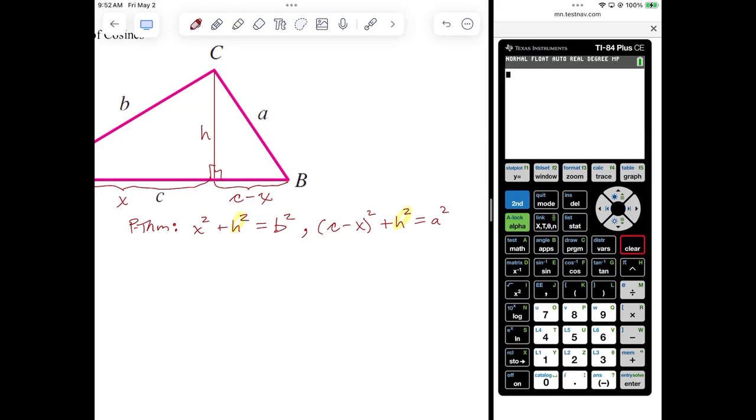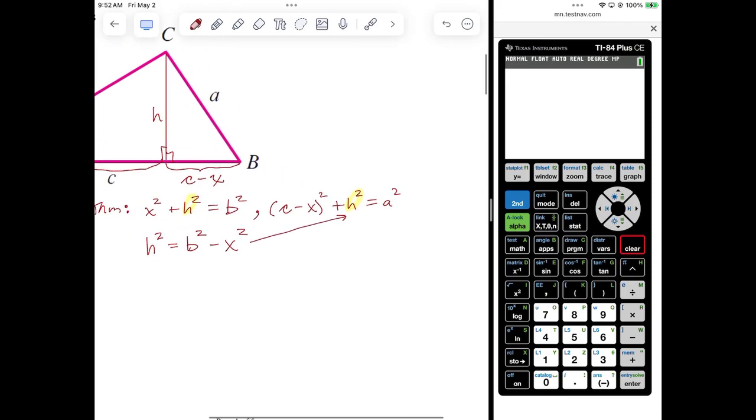I'm going to solve this first equation for h squared because it's a little bit easier. It's b squared minus x squared. And now I'm going to substitute that in right here for h squared. So I end up with c minus x quantity squared plus b squared minus x squared equals a squared. The good news is I got rid of my h's. The bad news is I still have some x's in here.